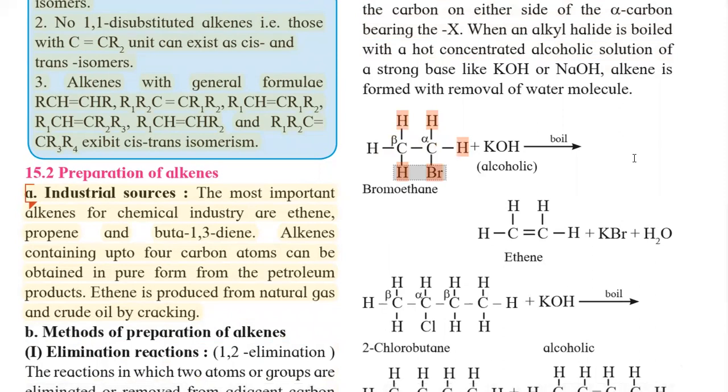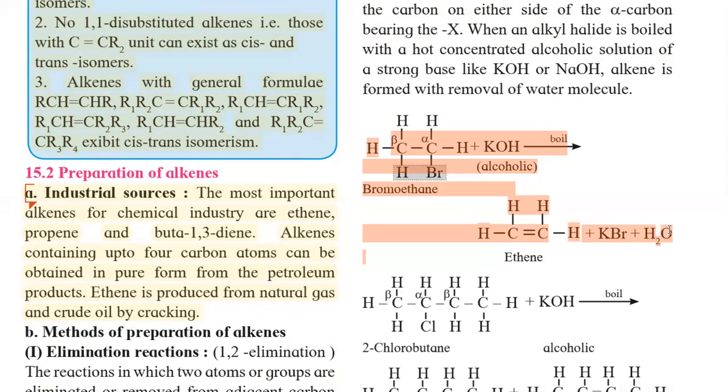That carbon is called the alpha carbon, and the adjacent carbon, here only one adjacent carbon, is called the beta carbon. When heated with alcoholic KOH, the mixture is boiled, and removal of hydrogen and bromine takes place. This bromine reacts with potassium to give potassium bromide, and hydrogen reacts with the OH group of KOH to give H2O as a side product. So the main product obtained in this reaction is ethene, that is, an alkene.